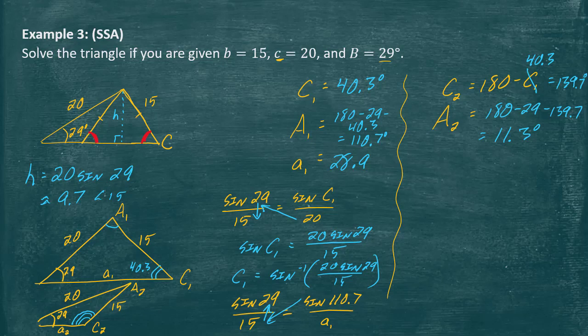So to solve this the rest of the way, I'm going to use that same original ratio of sine of 29 over the side B, which was 15, being equal to, this time it's just sine of the small angle 11.3 over now our little a2, or basically our last side A. And now we go through and just do the same general thing.